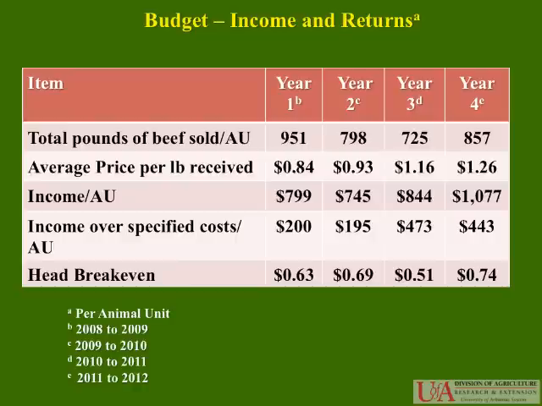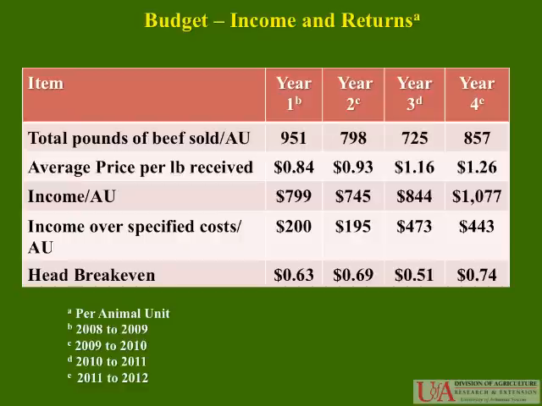Income over specified cost per animal unit. Some people refer to that as gross margin. First year it was $200. That means that every animal unit was contributing $200 to pay overhead cost. That is not profit. In year four, every animal unit was contributing $443 to pay overhead cost. It went down a little bit from year three to year four, primarily because costs went up in year four.